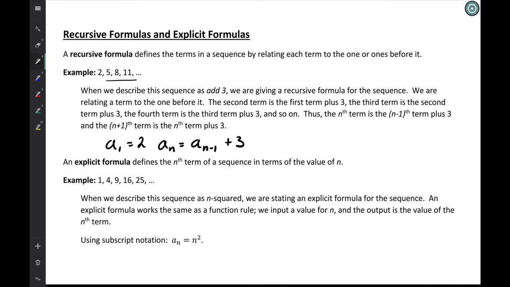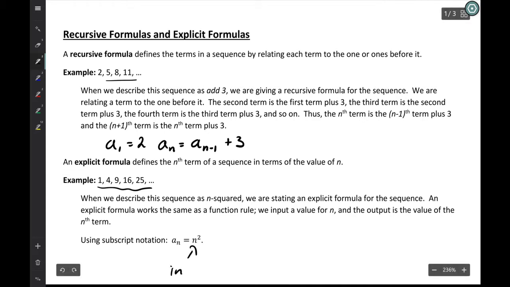For our explicit formula, it's this consecutive squaring. So when you describe this sequence as n squared, we are setting an explicit formula for the sequence. An explicit formula works the same as a function rule. We input a value for n, and the output is the value of the nth term. So using my subscript notation, a sub n is equal to n squared.